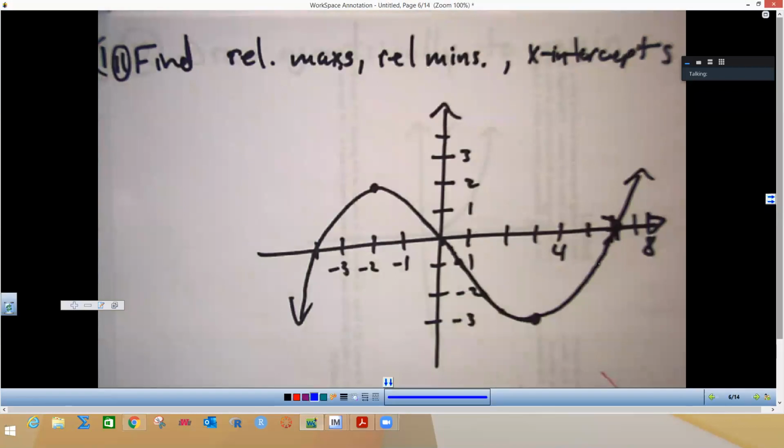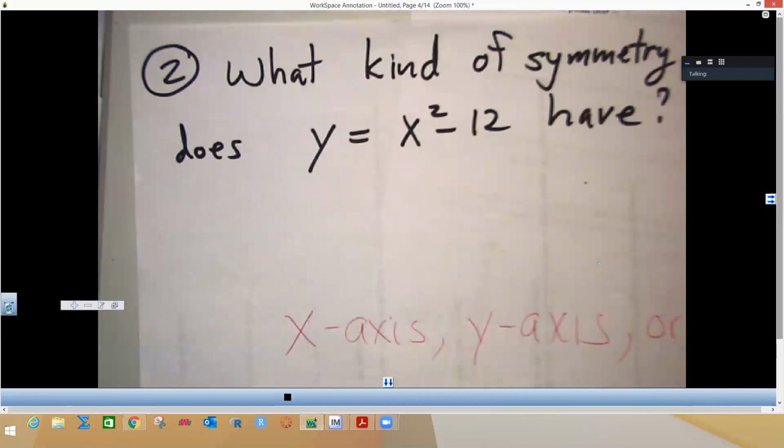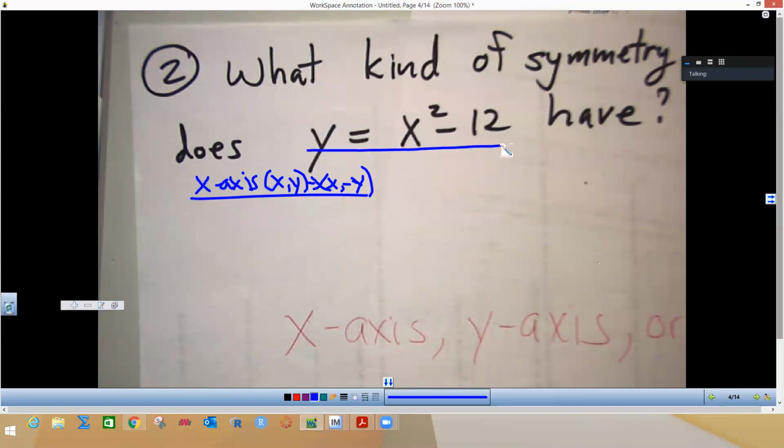All right, so I'm going to start off with number 2, and then we're going to go from there. This says, what kind of symmetry does x squared minus 12 have? When I do this problem, I'm going to check the x-axis first. Checking the x-axis means (x, y) and (x, negative y) have to give me the same equation when I plug those in. This equation is the original point, so all I have to do is get the other one.